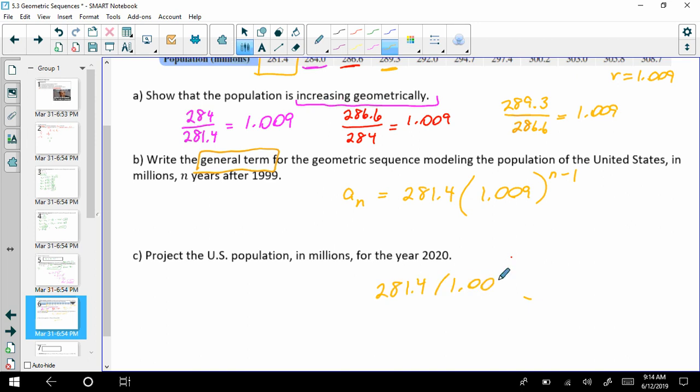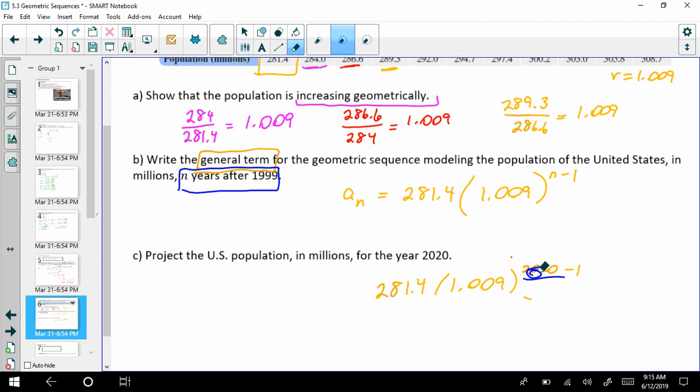People will do this. They'll go, oh, okay, so 2020 minus 1. That answer that comes out of that is going to be horribly wrong. Because if you look, what did they say n represented? Right up in part B, n was the number of years after 1999. So if you plug 2020 in, you're telling me 2020 years have passed since 1999. That's a big oof. We do not want to do that.